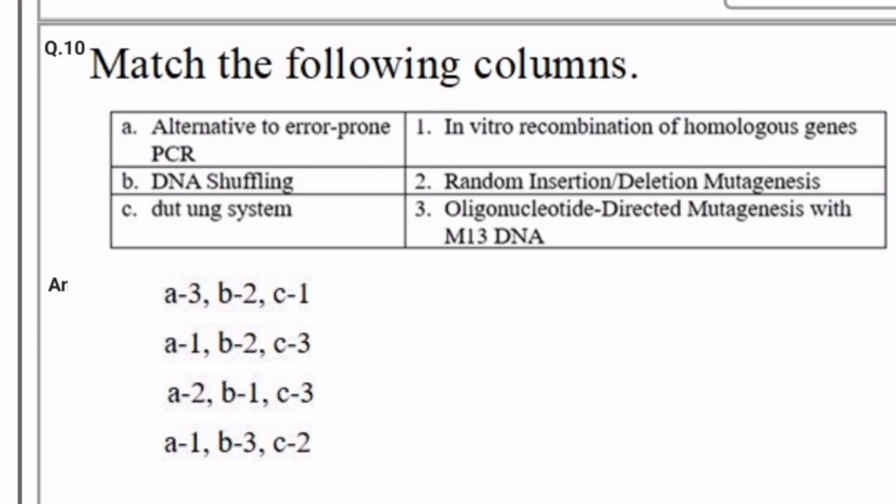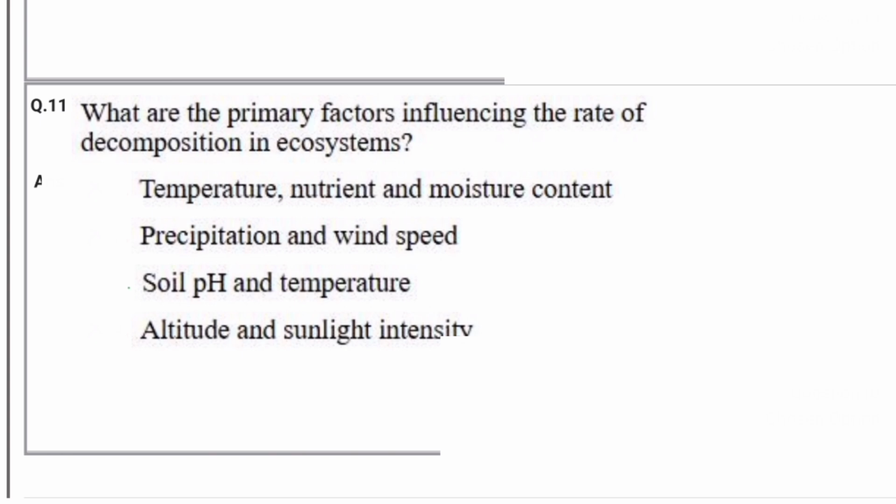Among these, the correct answer is: alternative to error-prone PCR is related to random insertion or deletion mutagenesis. DNA shuffling is related to in vitro recombination of homologous genes. The Dut-Ung system is related to oligonucleotide directed mutagenesis with M13 DNA. So the correct answer is the third one. So let's see the next question.